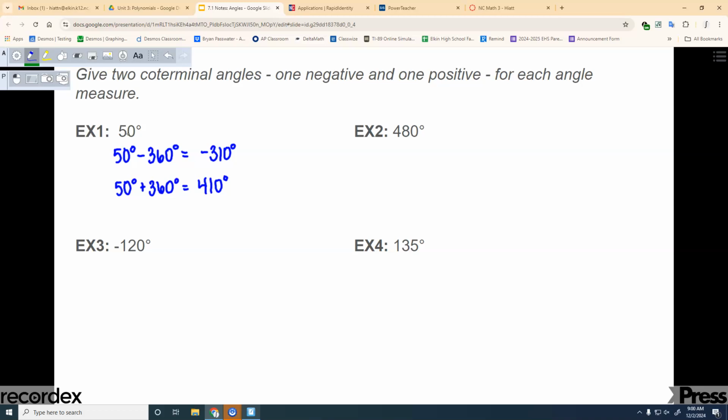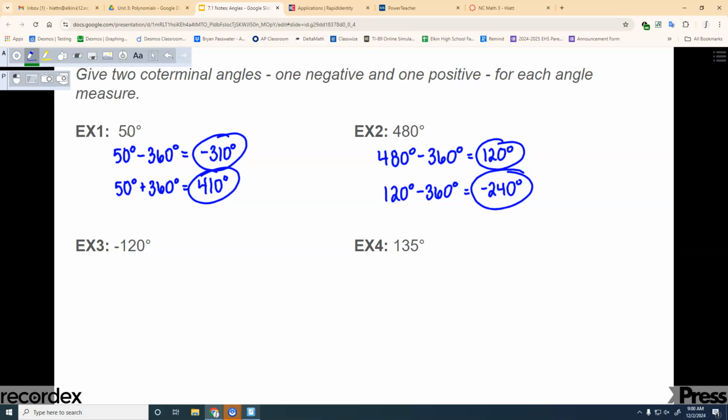For number 2, I could add 360. That would be a correct answer. But since it's already bigger than 360, I could do 480 minus 360 as well, and that would give me 120. And so there would be one of my positive ones. And then if I want the negative one, I could do 120 minus 360. That would be like subtracting 360 two times, and that would give me negative 240 for that.